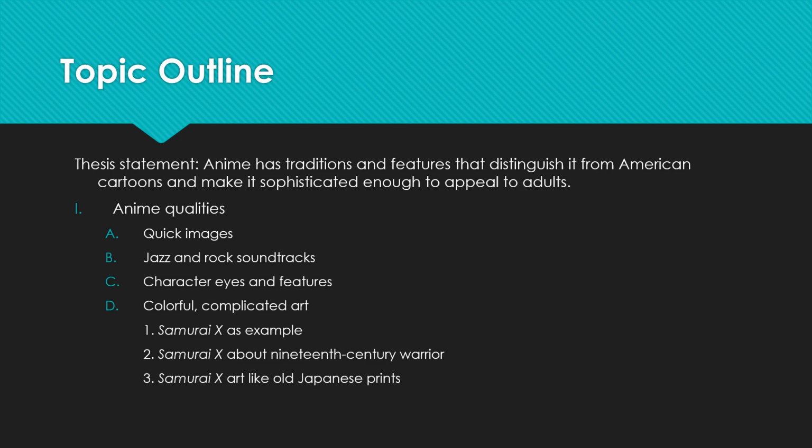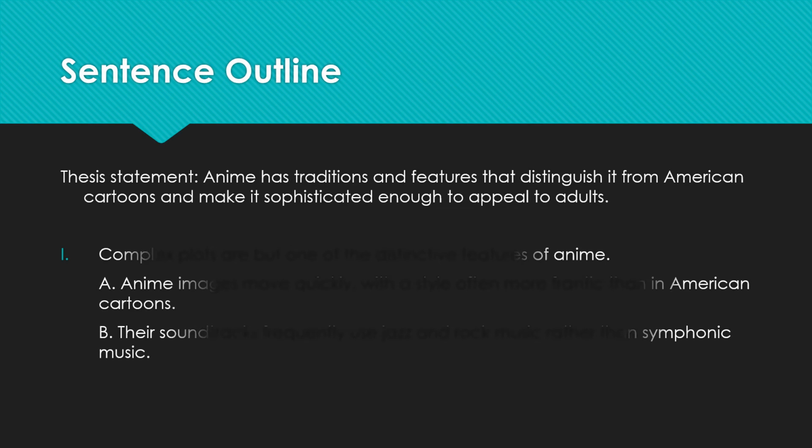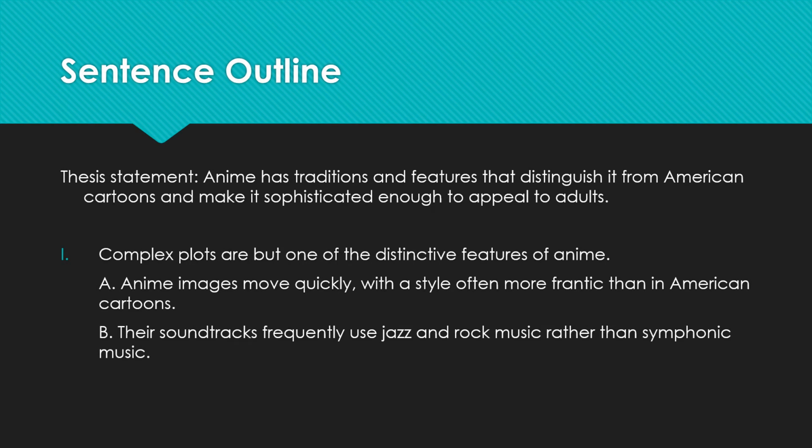So you have a topic outline, anime qualities. What are the qualities? First, quick images, the soundtracks, the eyes, the features, the art. So this is an example of a topic outline. If we expand that to a sentence outline, with a similar thesis statement, then you have an expanded form as well. So in sentence form, complex plots are one of the distinctive features of anime. So you move to the subtopic, anime images move quickly, etc. So it looks something like this. Most of the time, your teachers or instructors will ask you to come up with a sentence outline.